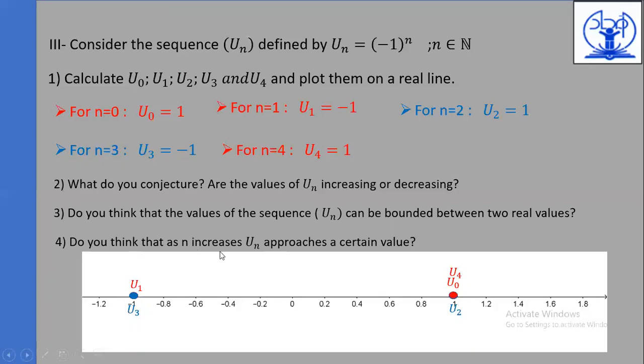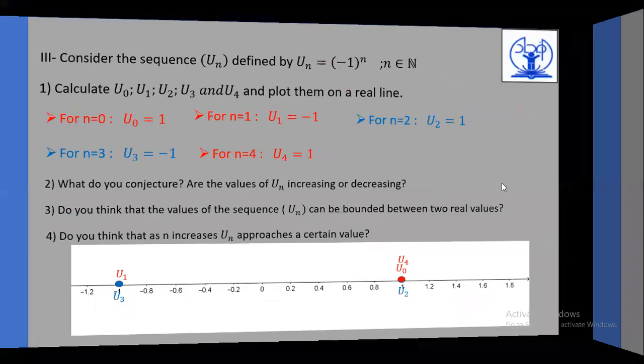Do you think that as n increases, un are approaching a certain value? Actually, the values are grouping, sometimes at -1 and sometimes at 1. So they are alternating between -1 and 1. They are not approaching one real number. Actually, if I want to relate this to limit, and we will define this formally in a few slides, this sequence has no limit. This sequence is not convergent. We will define the word convergent in a while.